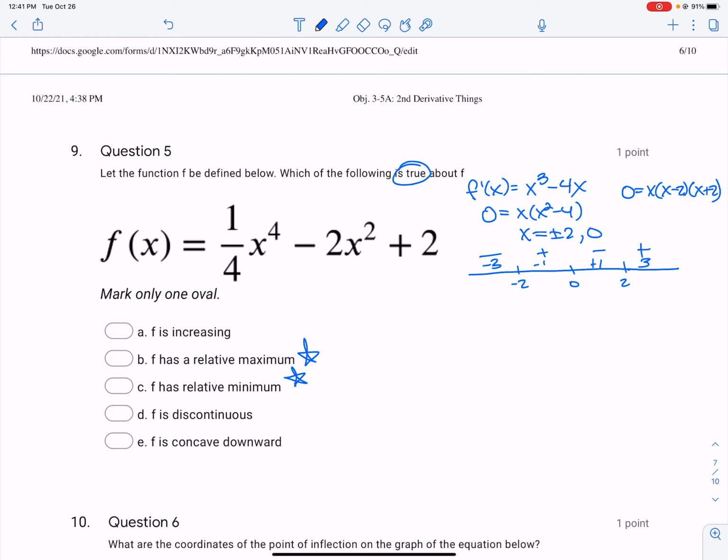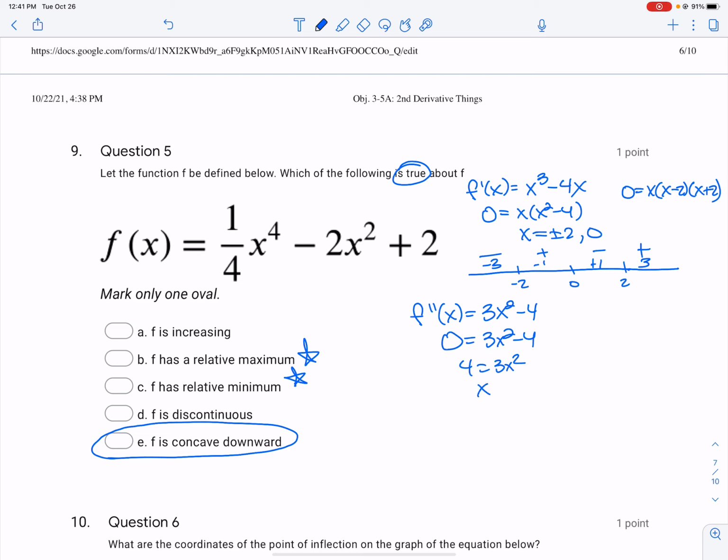So when I take a second derivative, let's see what happens. F double prime of x is equal to 3x squared minus 4. And it is actually E. And the reason why I say it's E is because f is concave downward, means that it's downward on the entire interval. So this would have given me 0 is equal to 3x squared minus 4. So 4 is equal to 3x squared. So x squared is equal to 3/4. So x is equal to plus or minus the square root of 3/4.